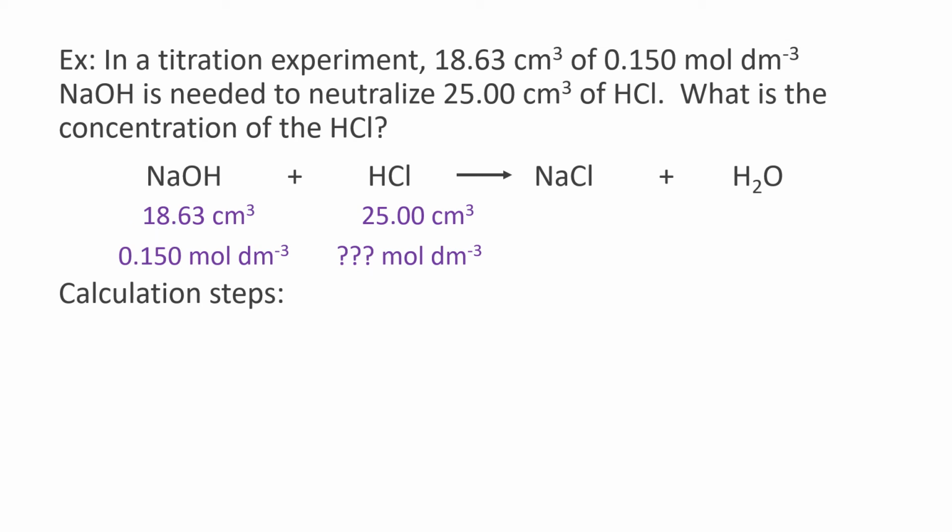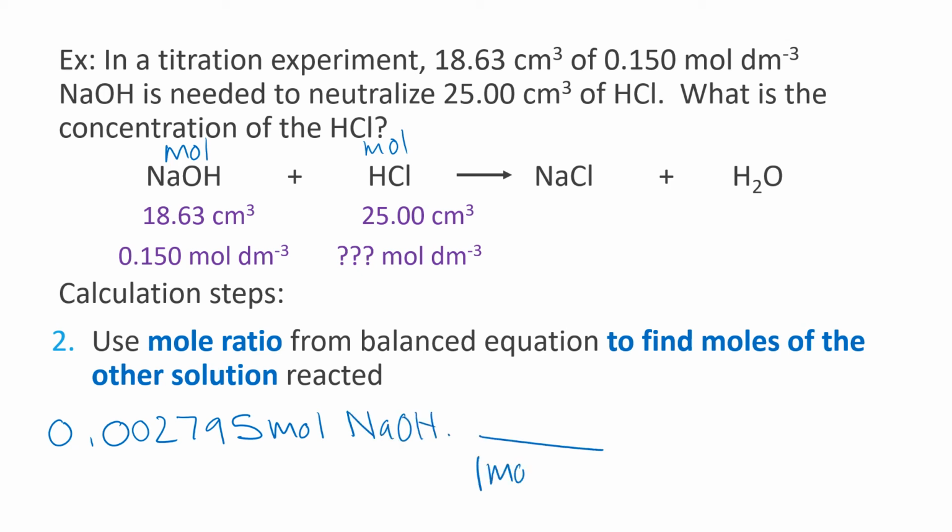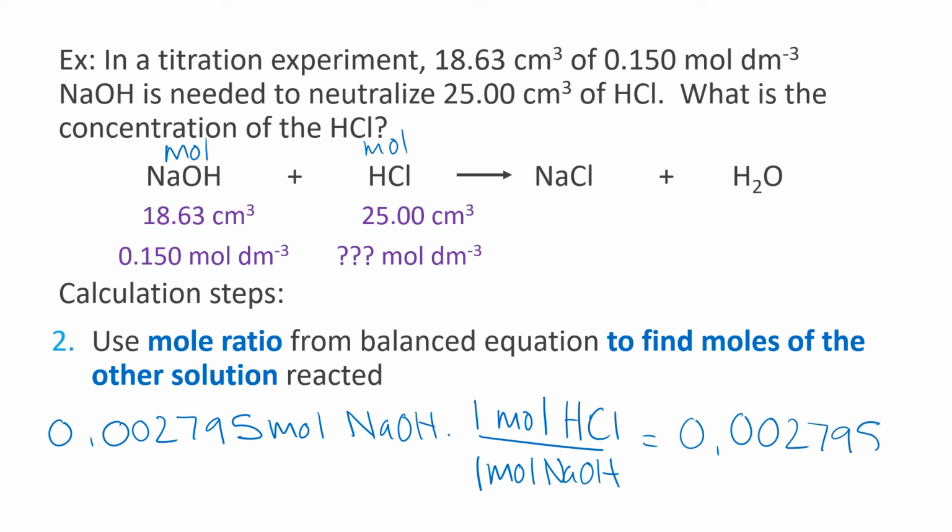Okay, step 2 is, now that I know moles of NaOH, I'm going to use my mole ratio to find moles of HCl. So this couldn't be more straightforward, right? We have 0.002795 moles of NaOH, and our mole ratio is 1 to 1. So 1 mole NaOH reacts with 1 mole of HCl, and so the number of moles of HCl that reacted was 0.002795 moles.